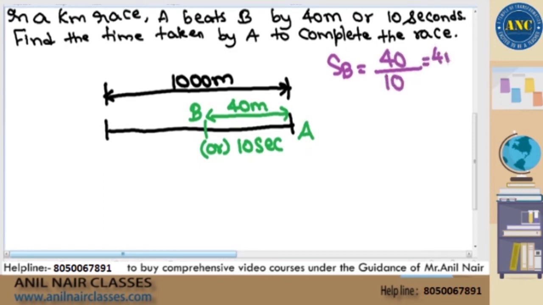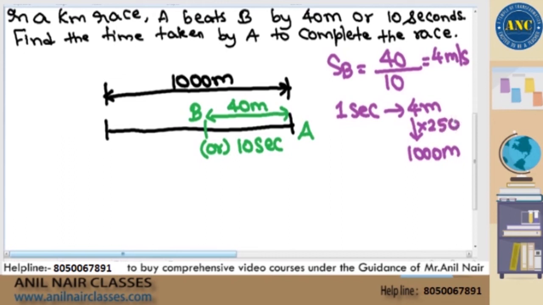40 by 10 is 4 meters per second, which means that in 1 second he will cover 4 meters, but he should cover the entire length of 1000 meters. 4 into 250 is 1000. 1 into 250 is 250 seconds. That means B will take 250 seconds to reach the destination, but A is reaching 10 seconds before B itself.